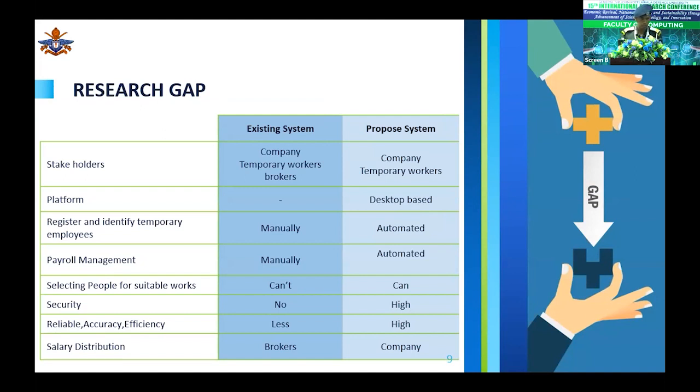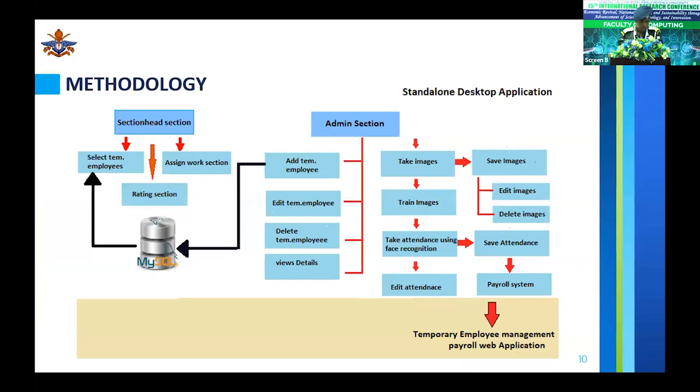In the proposed system, there are two stakeholders, the company and temporary workers, and the platform is desktop-based with a web-based system. Registering and identifying temporary employees is automated, and the payroll management system is also automated. It can select people for suitable work by using their rating level, with high accuracy, high reliability and efficiency, and salary distribution is done only by the company. This is the methodology.